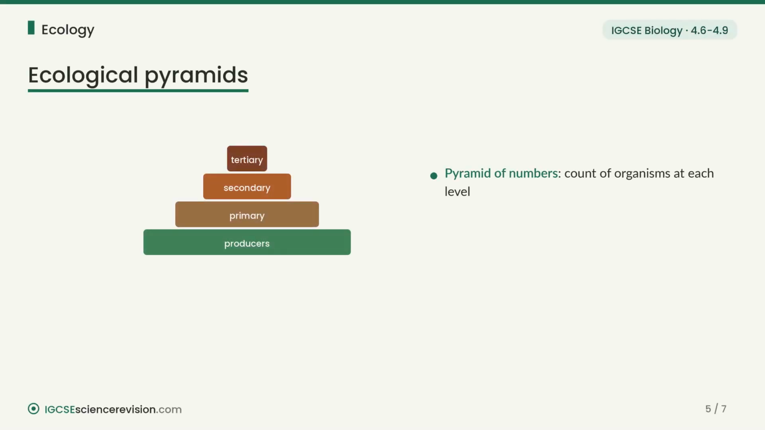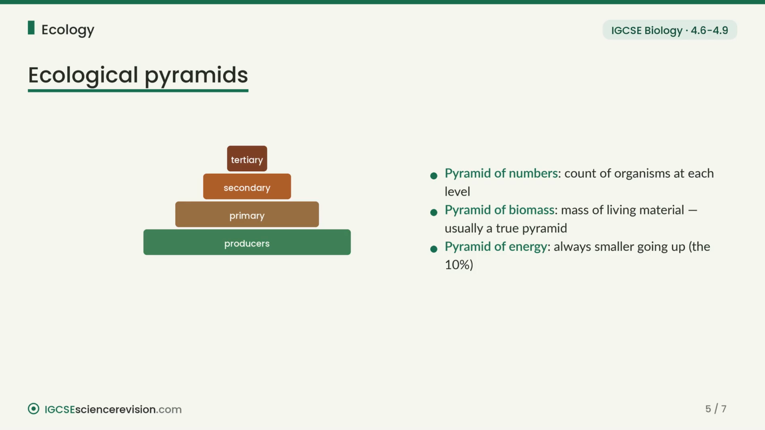We can draw this as a pyramid. A pyramid of numbers simply counts how many organisms are at each level. A pyramid of biomass shows the mass of living material at each level, and this is almost always a true pyramid shape. Less mass as you go up. And a pyramid of energy shows the energy at each level. Because only 10% passes on, it always gets smaller towards the top.